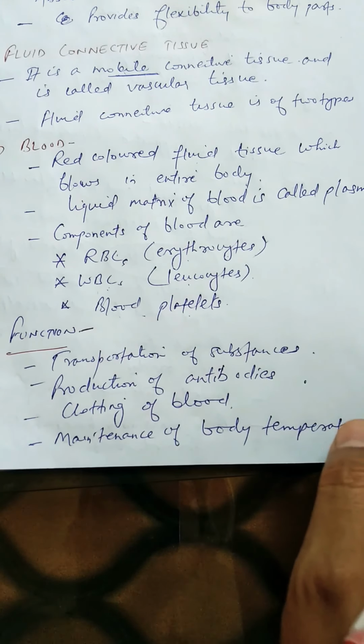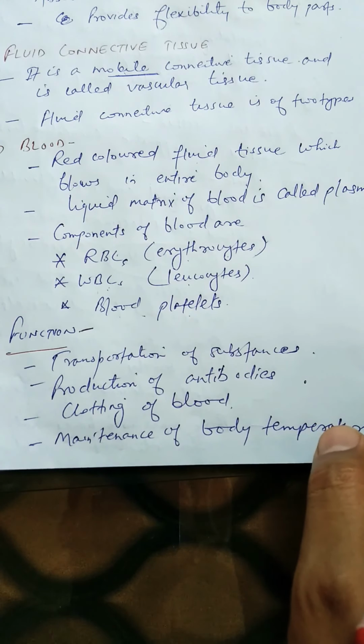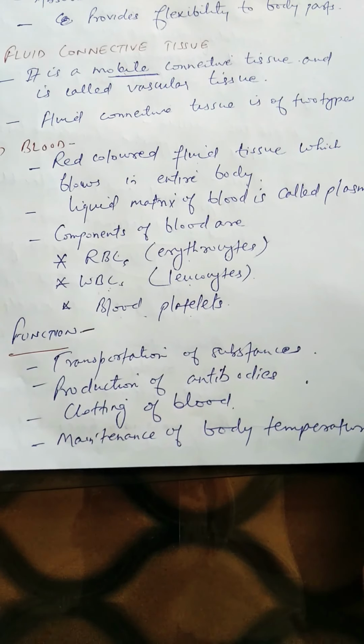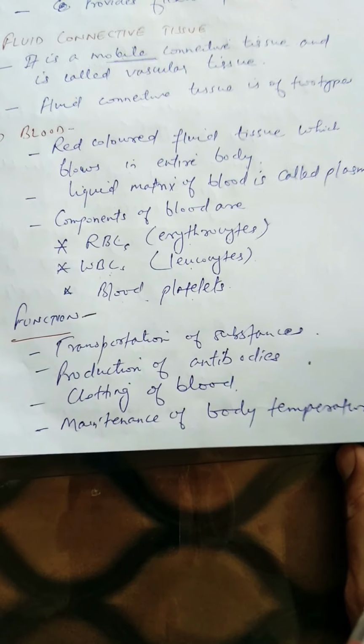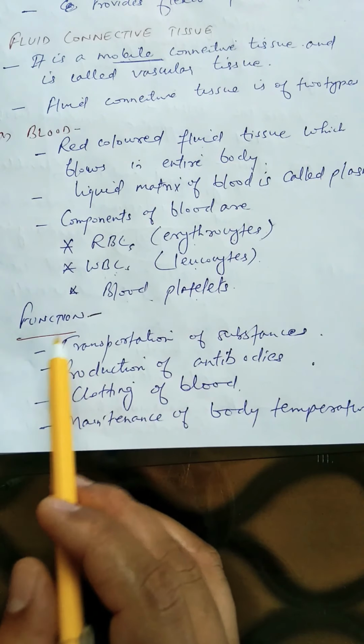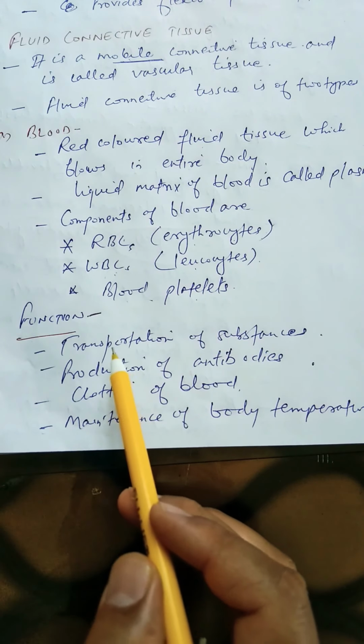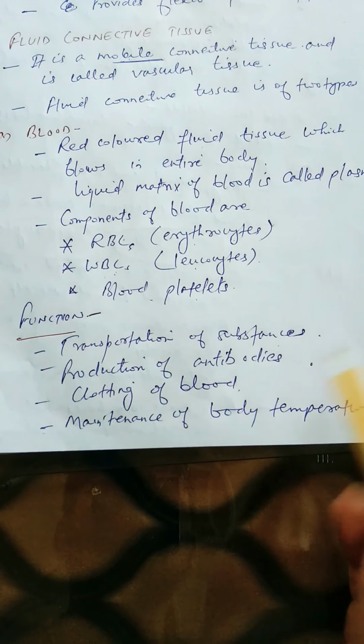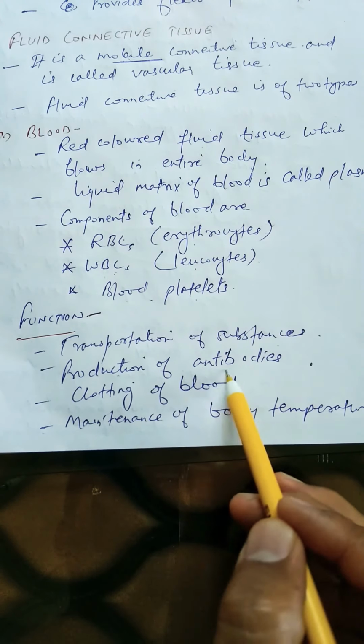If this component is not there, then there will be no clotting while we get injured, and there will be continuous loss of blood from the body and a person may die. Now you can see here functions of blood. Some functions I have written here. It helps in transportation of substances in the body. Second, it helps in production of antibodies.